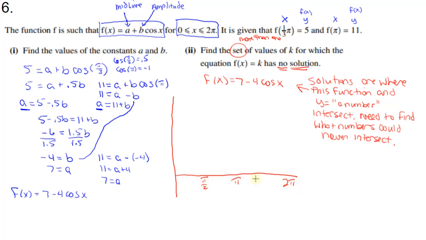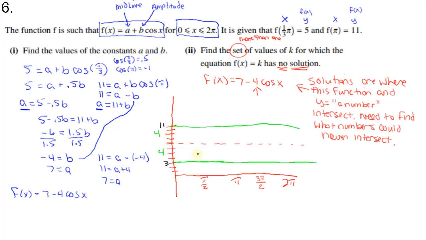Well, what we want now is what are the numbers that could never intersect with this graph. So I'm going to go ahead and do this. I've got the midline is 7, and the amplitude is 4. So I go 4 above the midline, and I go 4 below the midline. That gives me 3. And so what's happening is that I've just outlined where this 7 minus 4 cosine graph must live. It's got to live between these green lines. It must live between 3 and 11.